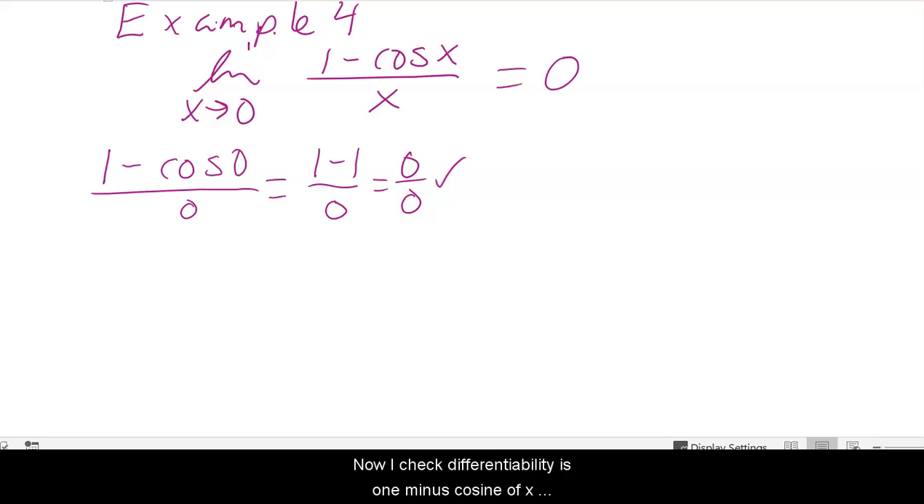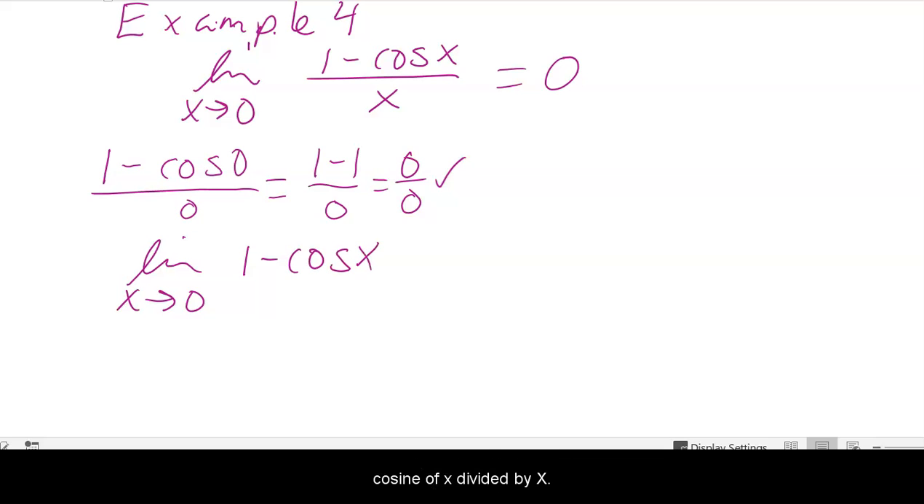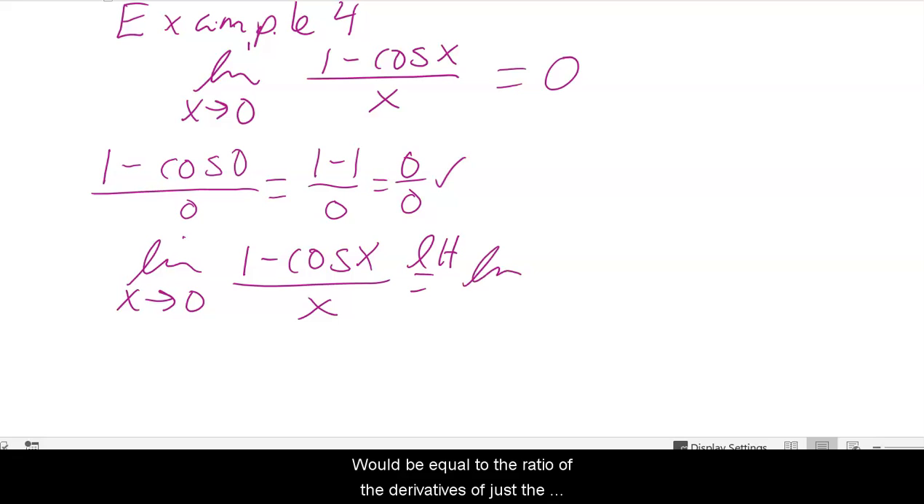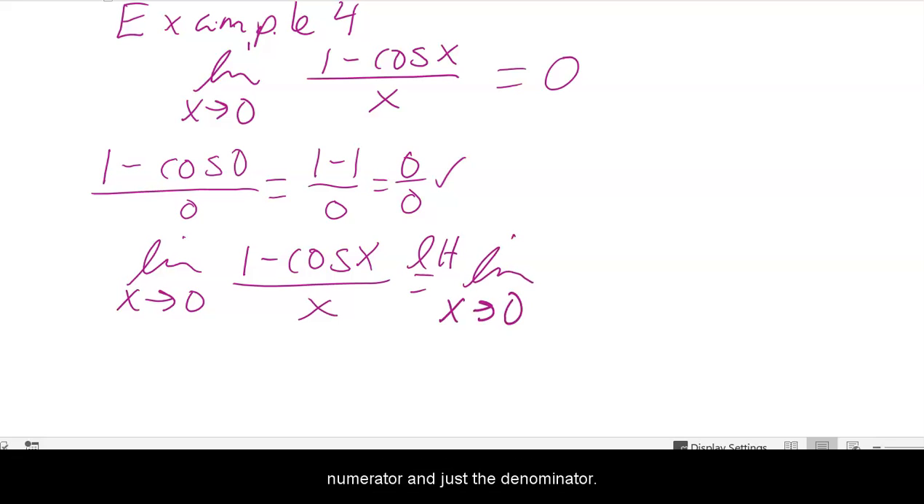Now I check differentiability. Is 1 minus cosine of x differentiable near 0? Yes, in fact, they're differentiable everywhere. Is x differentiable? Yes, it's differentiable everywhere. This means that I can apply L'Hopital's rule. Under L'Hopital's rule, the limit as x approaches 0 of 1 minus the cosine of x divided by x would be equal to the ratio of the derivatives of just the numerator and just the denominator.